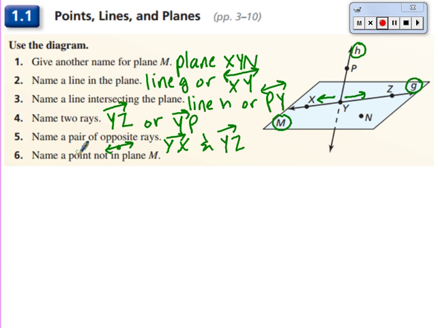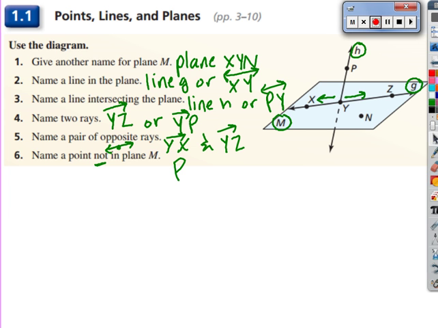Number 6, name a point not in the plane. The only point that's not in this plane would be up here at point P. So that's a review of the first lesson. Okay, now let's move on to the second lesson.